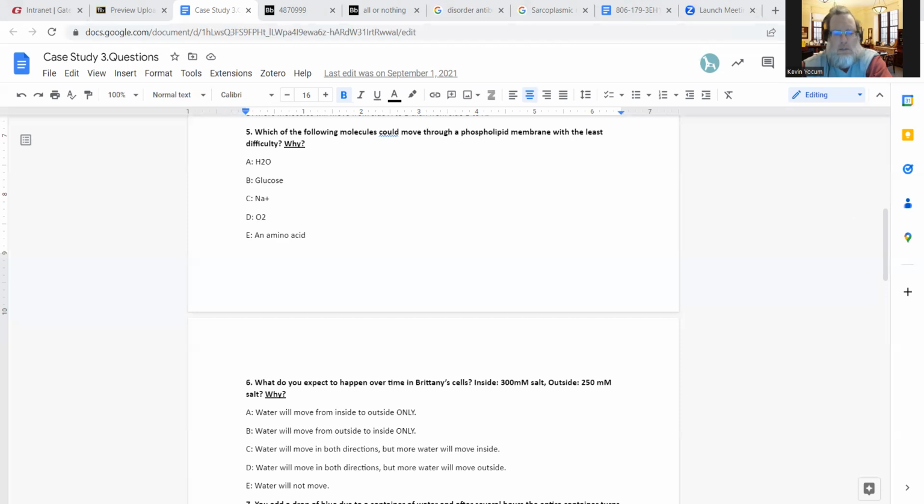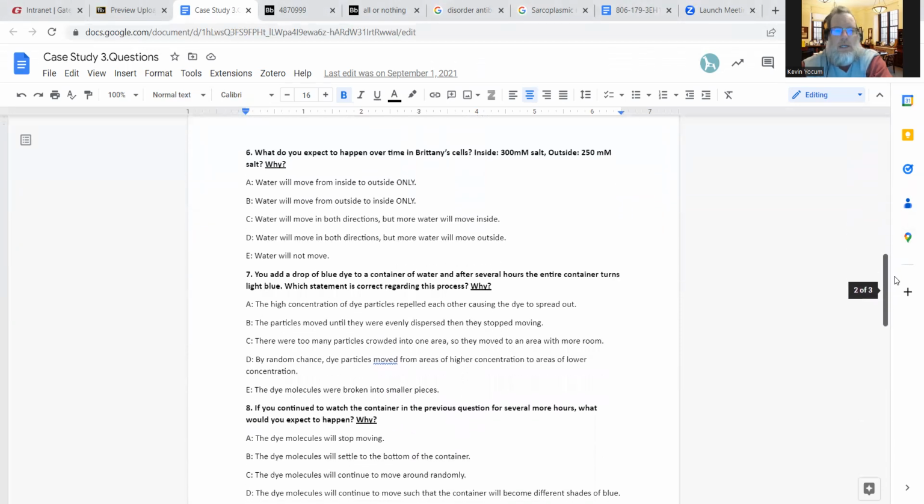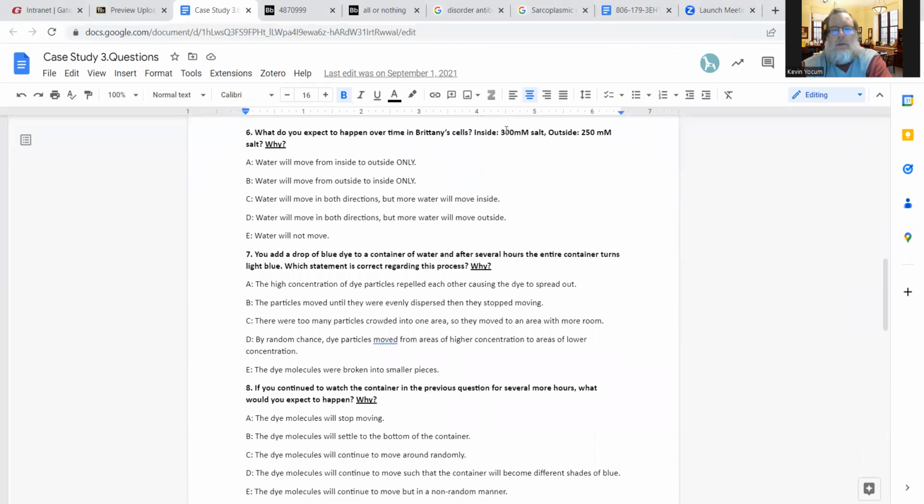Okay, so let's keep going. I think number six. We expect to happen over time in Brittany's cells. Inside, we've got 300 millimoles of salt or sodium. Outside, we've got 250 millimoles of salt. So, what do you expect over time? Remember, we're trying to get to equilibrium. So, let's take a look at our options.